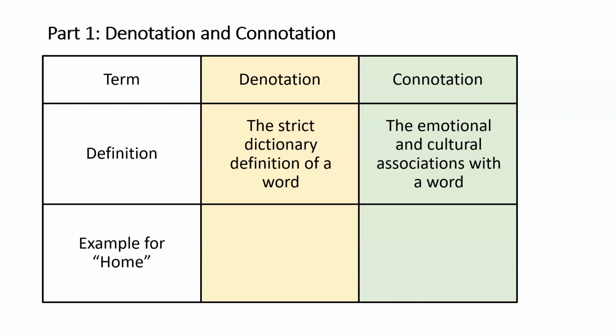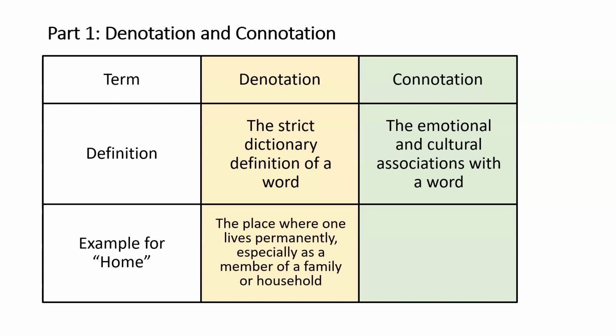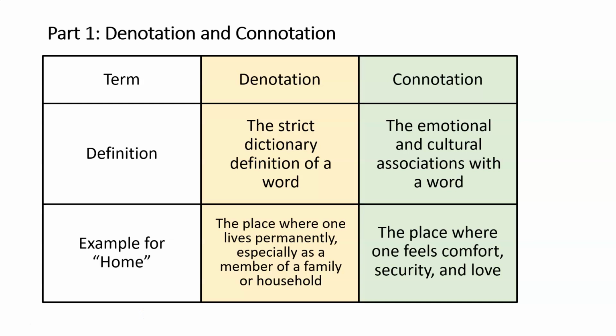So now, if I think of an example for home, if I go to the dictionary and I look up the word home, I'm going to see something like the place where one lives permanently, especially as a member of a family or household. So that's the denotative meaning of home. That's the dictionary definition. If I look up home, I'm not going to see the connotations, but just from knowing how that word is used and how that word makes me feel and how we use that word in our culture, some of the connotations of the word home could be the place where one feels comfort or security or love.